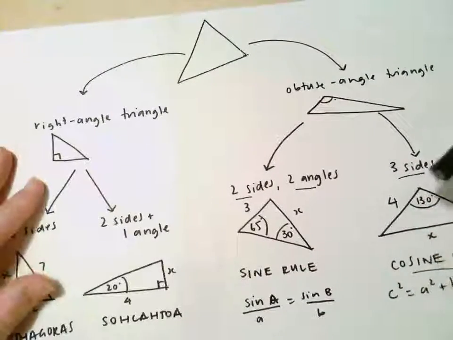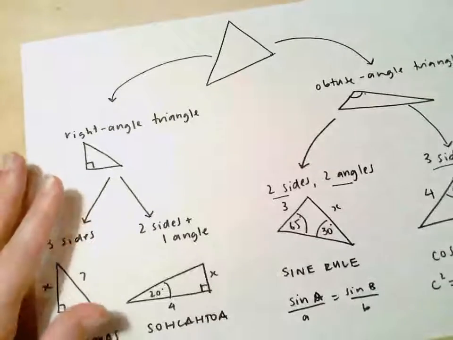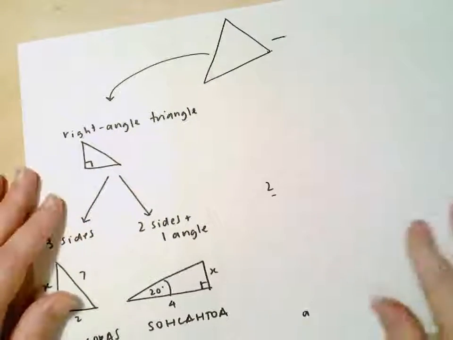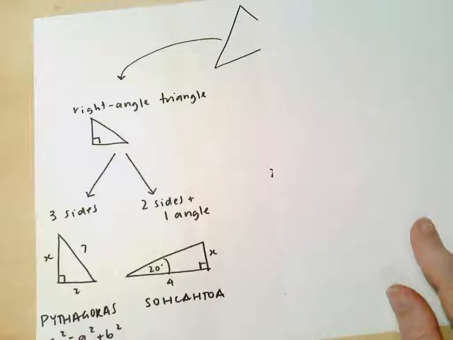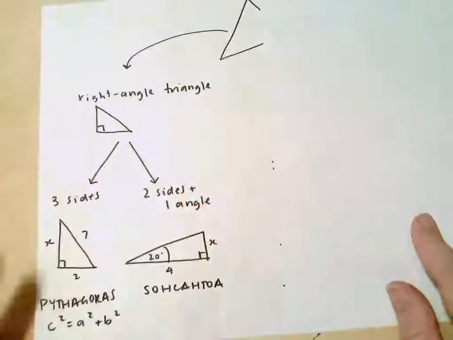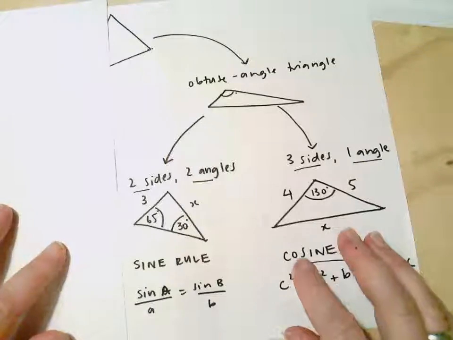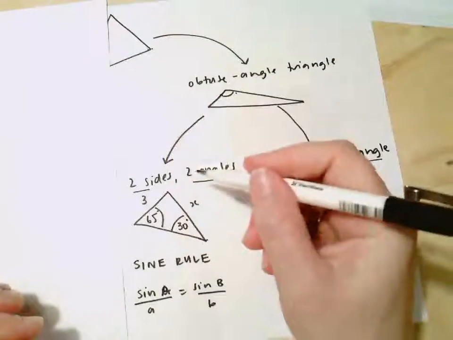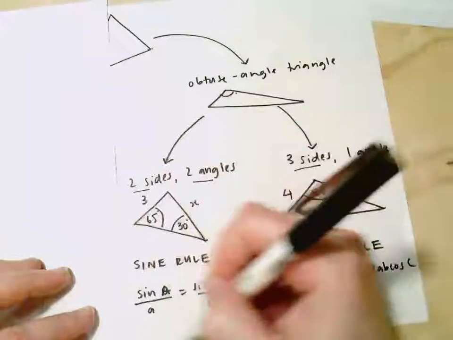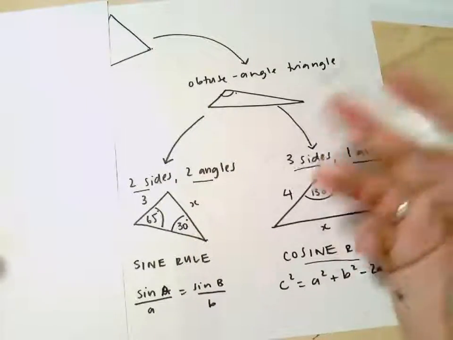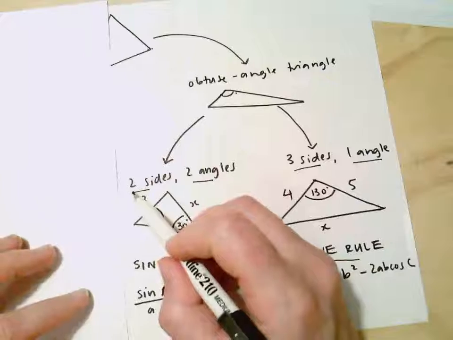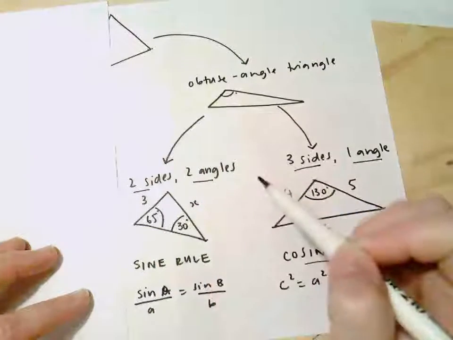Okay, so just a reminder where we're at with these triangles. We've said that we can have two types of triangles that we deal with. We can have right angle triangles, and when we look at right angle triangles we either use Pythagoras or we use SOHCAHTOA, depending on what we're trying to find and what information we're given in the question. Then we said if it's not a right angle triangle, then it's an obtuse angle triangle. And last lesson you looked at using the sine rule to find a side or an angle when you are dealing with two sides and two angles.